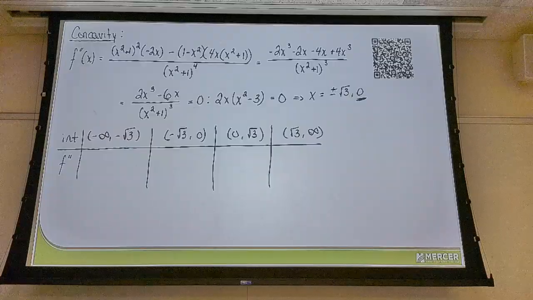You need one test point at least. Let's just go in order. Negative 1,000. That's guaranteed to be in there. Plug it back into f double prime. What I'm probably going to do is do this. Negative times positive is negative. Positive. So it's negative over positive, which will be negative.